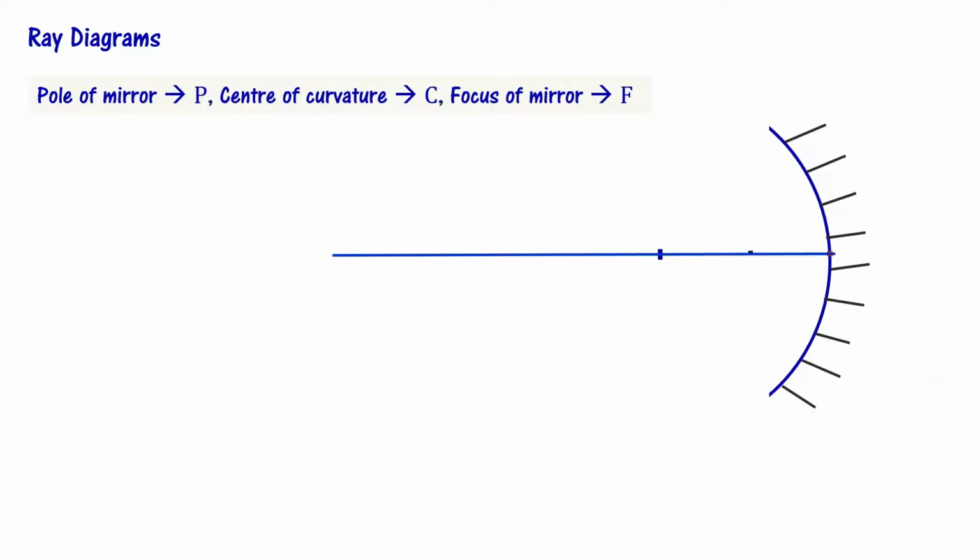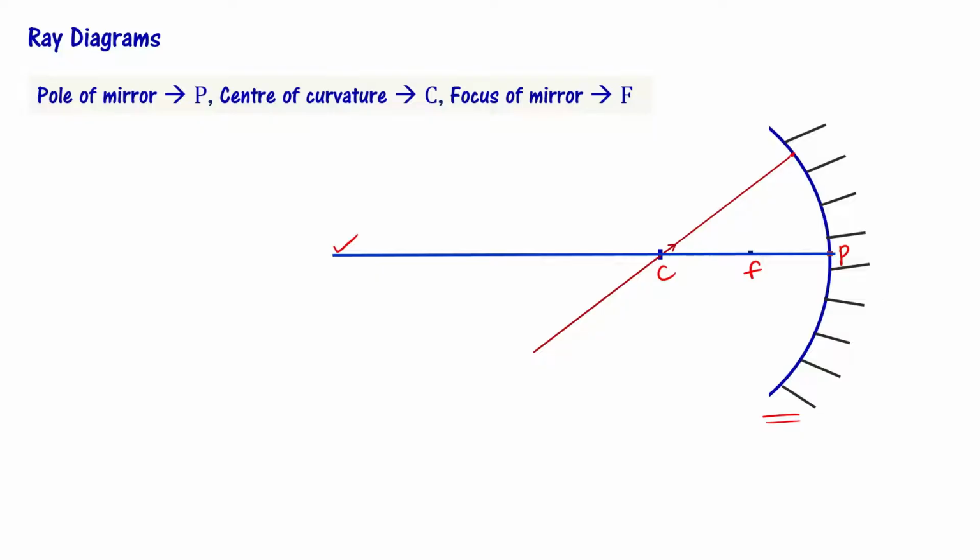Let us now learn about another kind of ray so that it can be used to draw ray diagrams. Here I have a concave mirror. This is pole and this is focus and this is center of curvature, right? And the line is principal axis. Now I want to draw a ray that passes through the center of curvature. When it touches the mirror, what happens? It has to reflect, right?